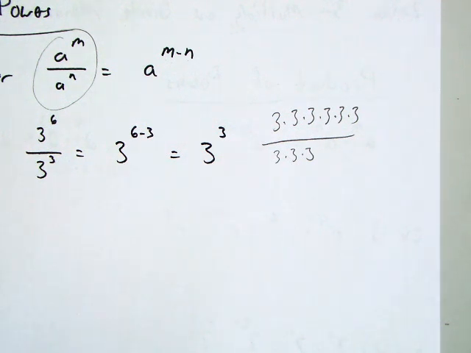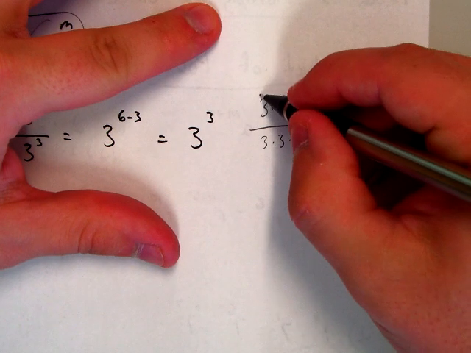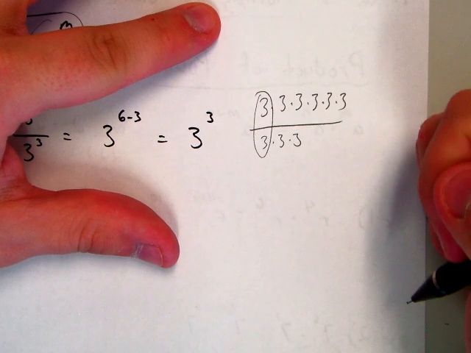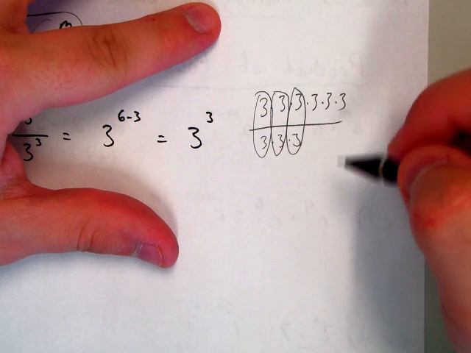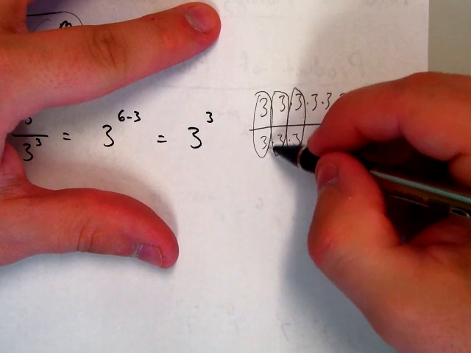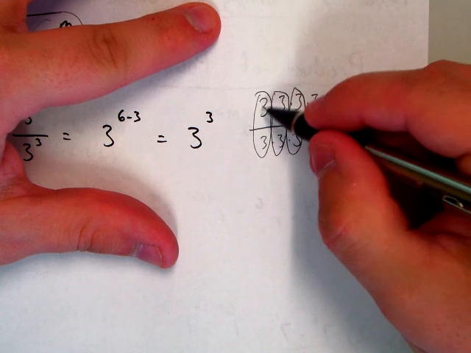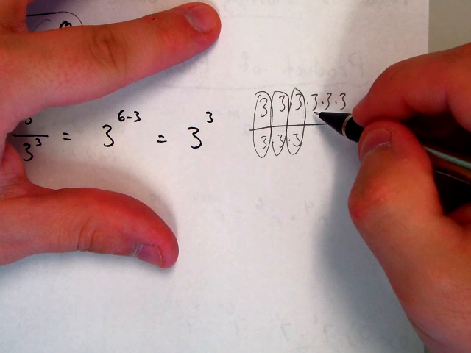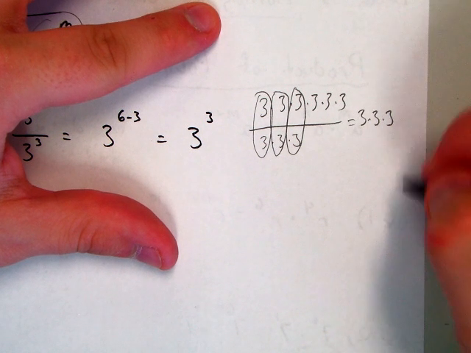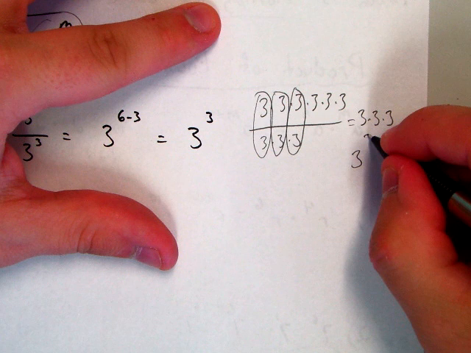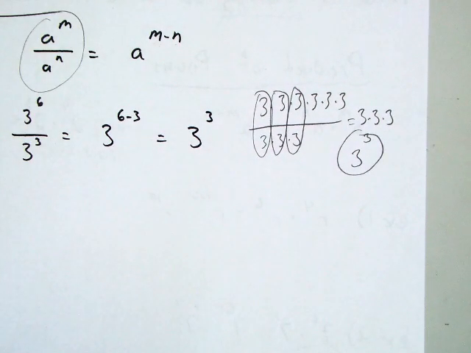When we're simplifying fractions, what we're looking for is common factors between the numerator and denominator that we can simplify out. So here is a common factor. There's a 3 in both the numerator and the denominator. Here's another one. Here's another one. These all simplify down to 1. And 1 times 1 times 1 times 3 times 3 times 3 is just 3 times 3 times 3, which happens to be 3 to the third.